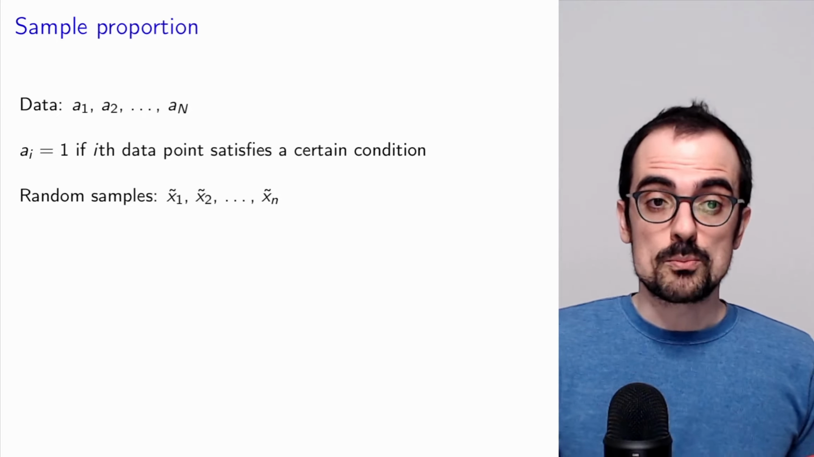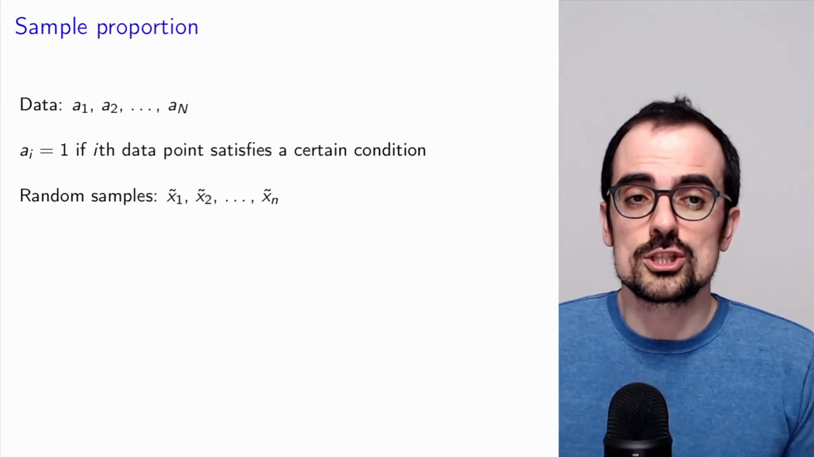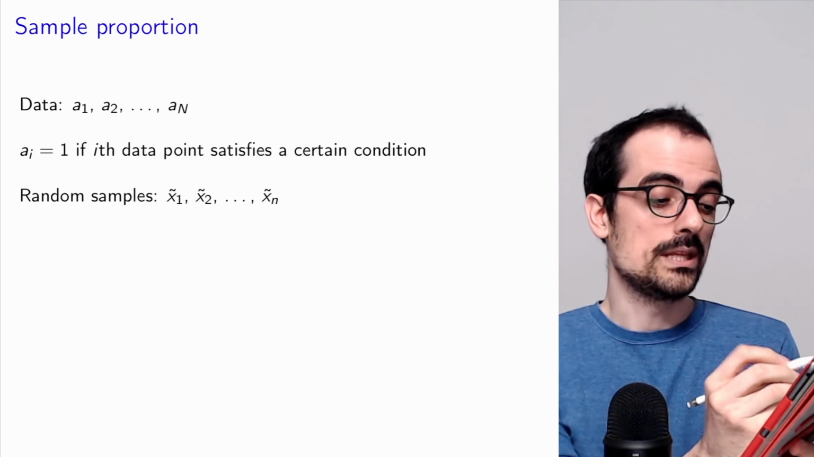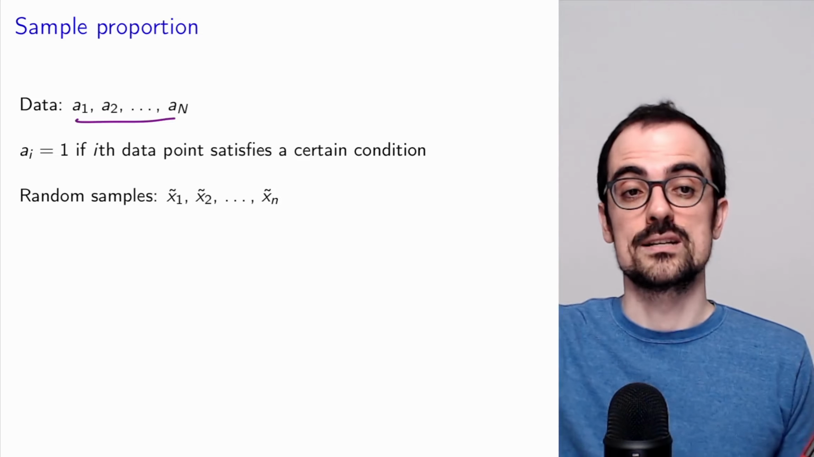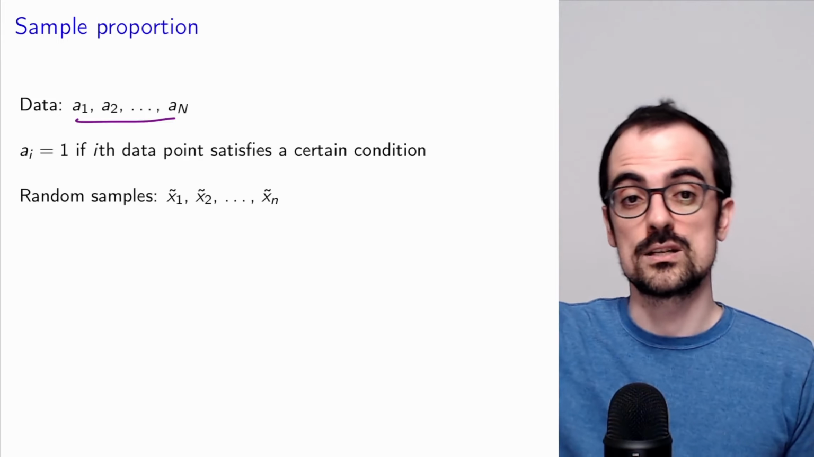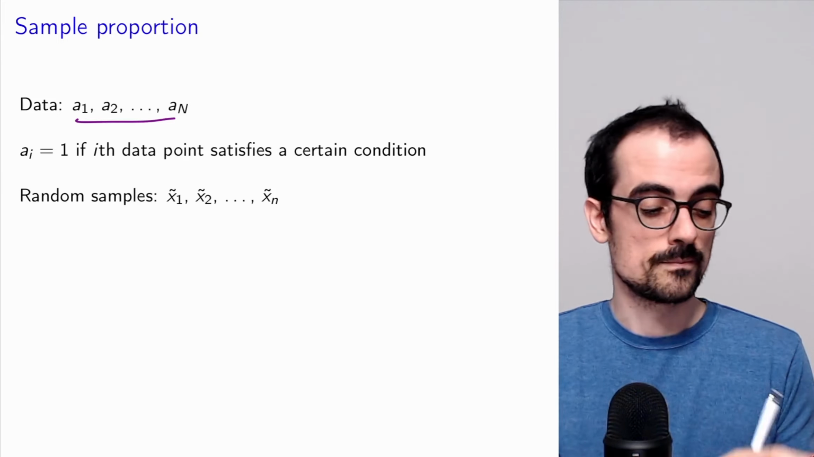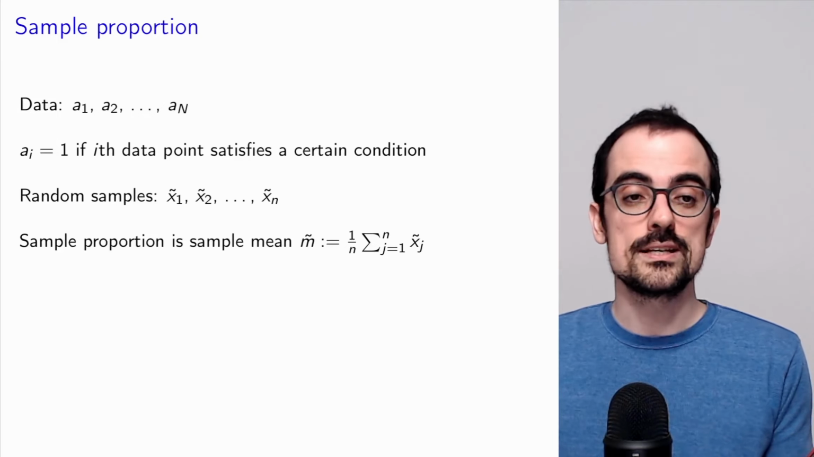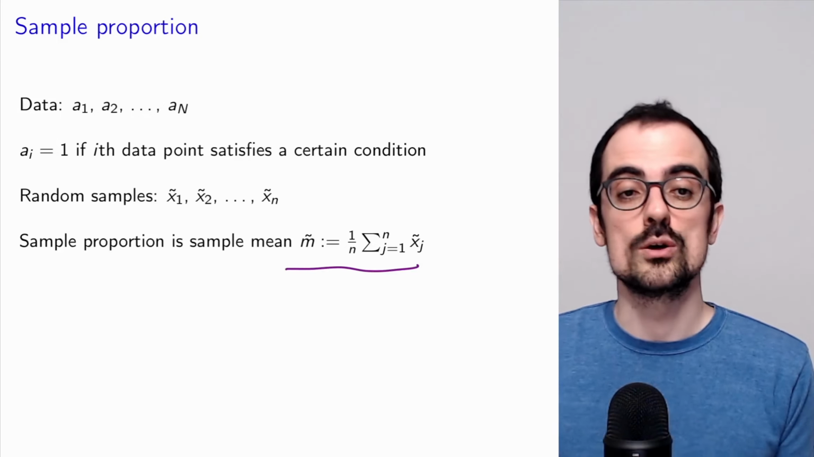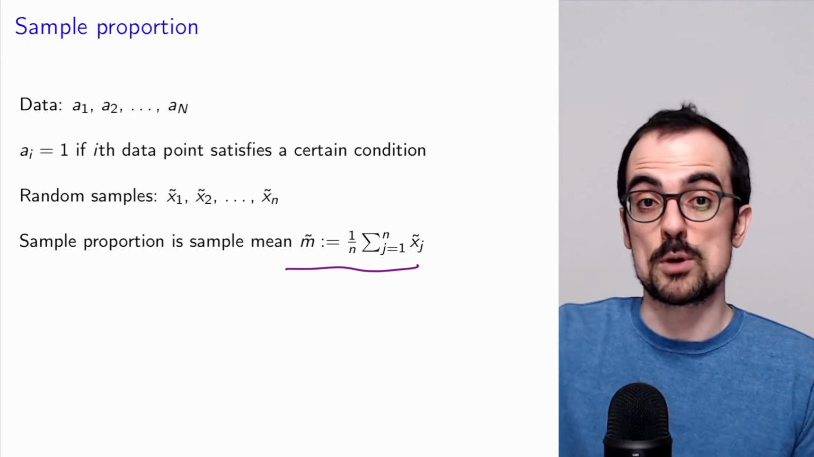What about the sample proportion? We saw that the sample proportion is, at the end of the day, just a sample mean where we define the data points as being equal to 1 if a person has a certain condition, in our example having COVID-19, and 0 if they don't. So this is the sample mean, and the sample mean is going to converge to the population mean.